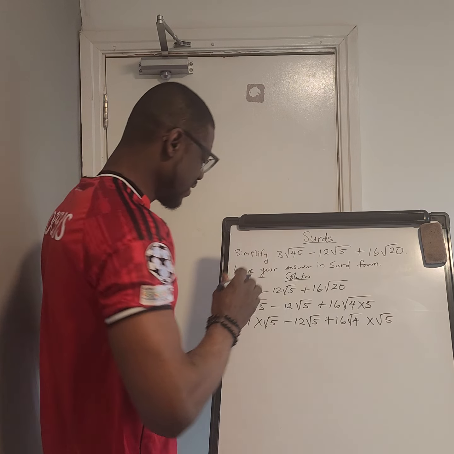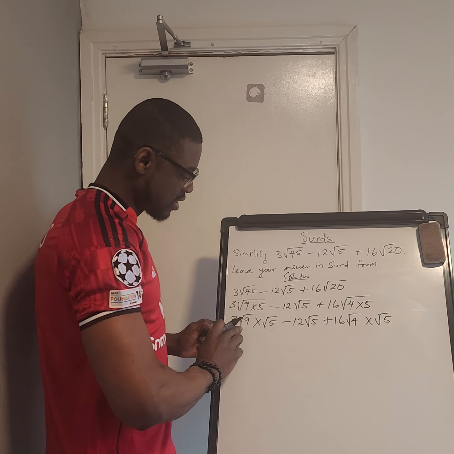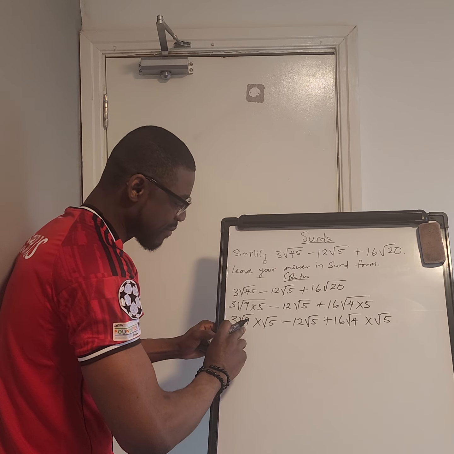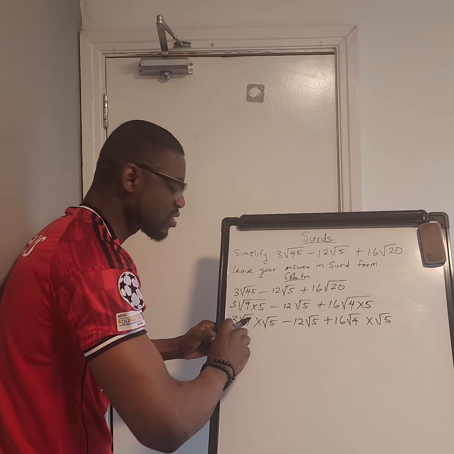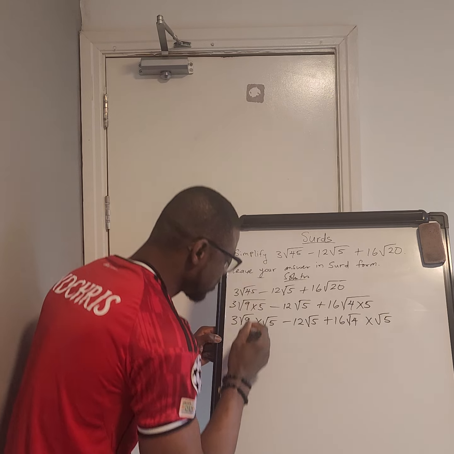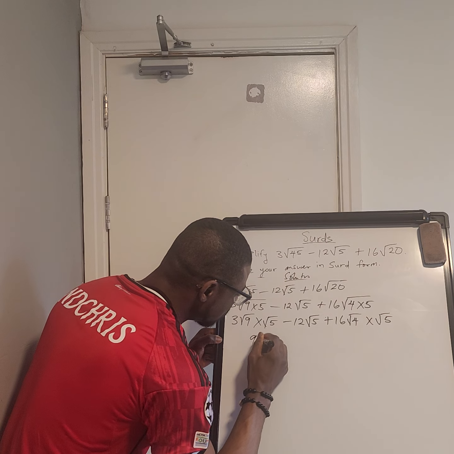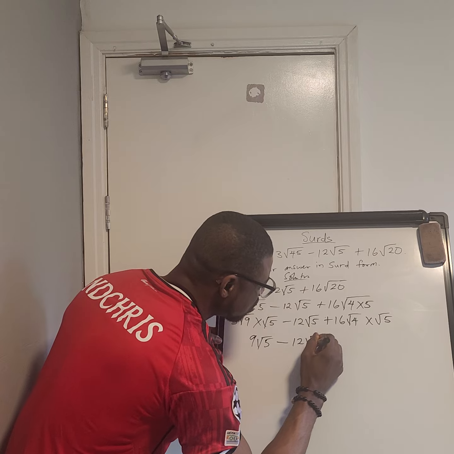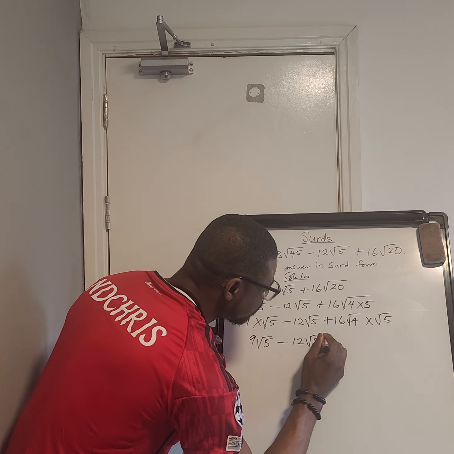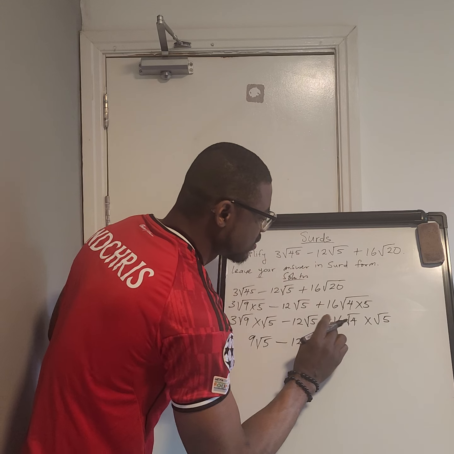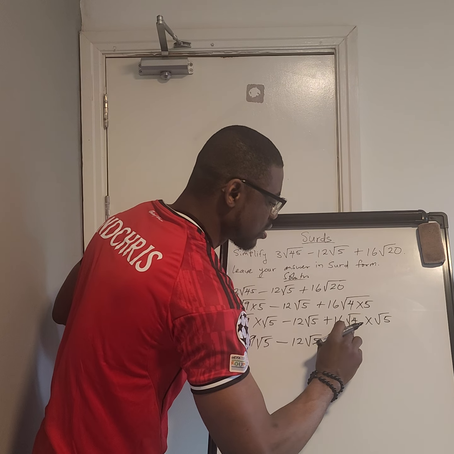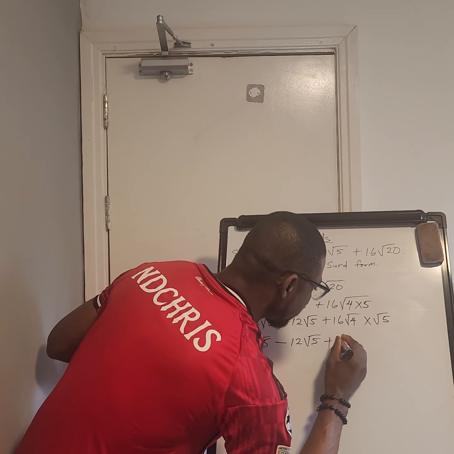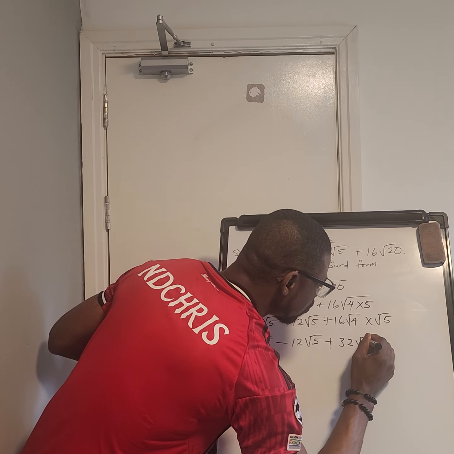If you have done that, then go ahead to simplify this. The square root of 9 is 3. So we have 3 times 3. Remember, square root of 9 is 3. 3 times 3, that will give us 9. 9 times 5, that will leave us with 9 root 5. Minus 12 root 5. And finally, square root of 4 is 2. So we say 2 times 16, which is 32. 32 times root 5, that will give us 32 root 5.